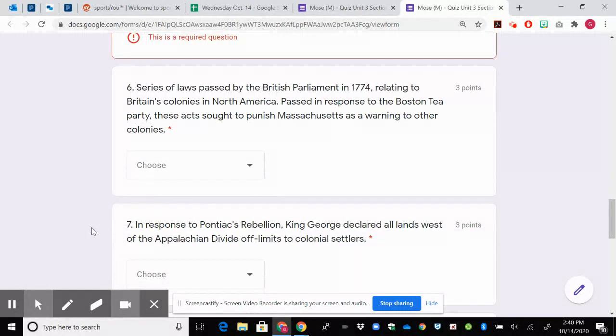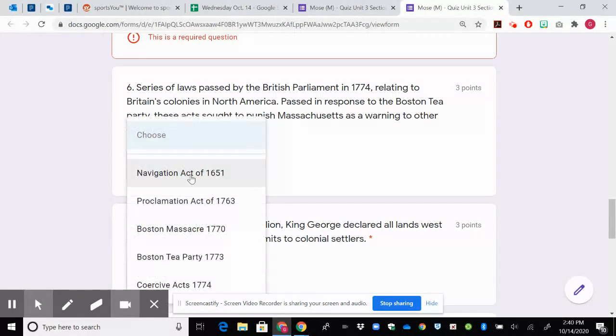6, a series of laws passed by the British Parliament in 1774 relating to Britain's colonies in North America, passed in response to the Boston Tea Party. These acts sought to punish Massachusetts as a warning to other colonies. Navigation Act, Proclamation Act, Boston Massacre, Boston Tea Party, or the Coercive Act.